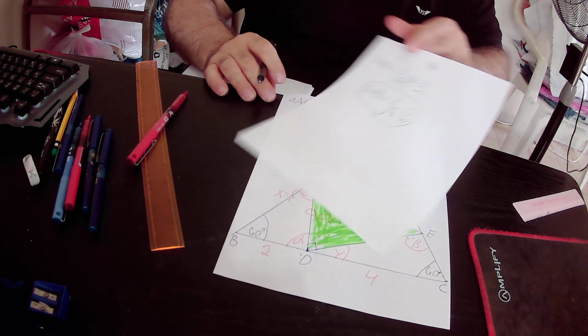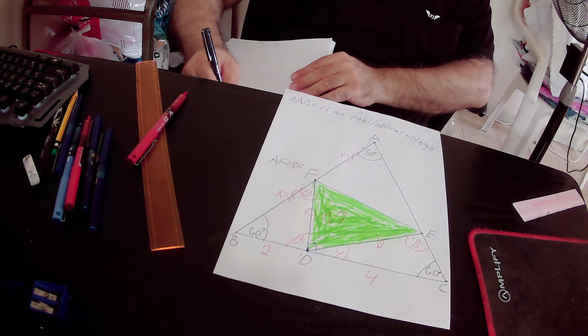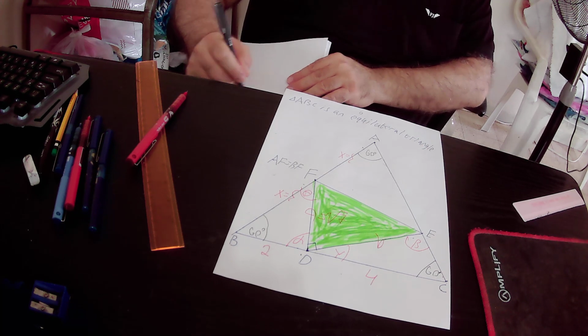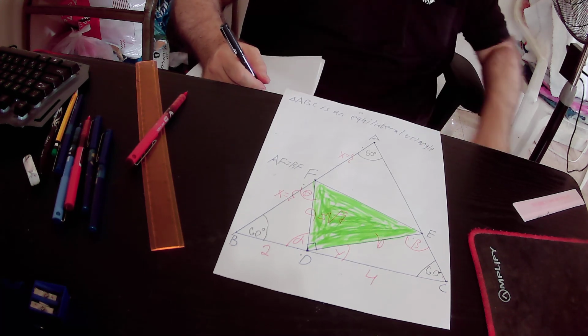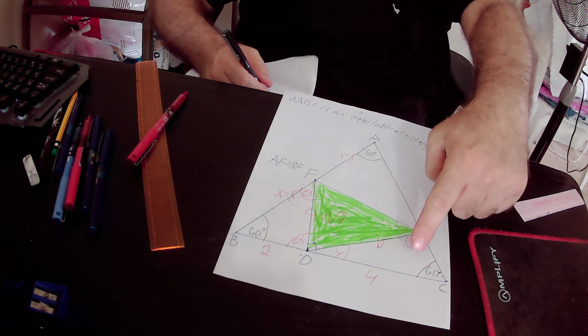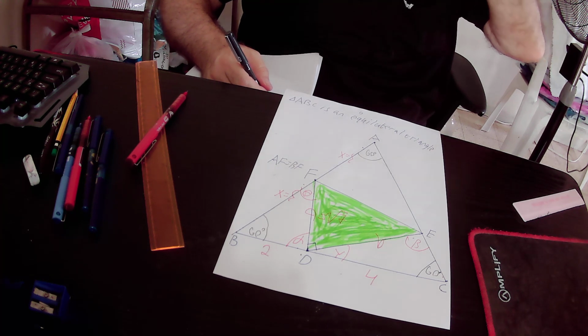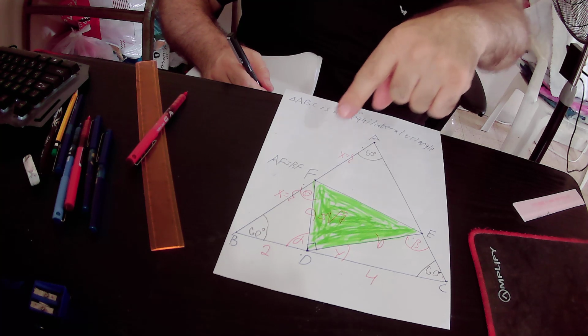Okay, so after we found the value of sine beta, we will implement the law of sines in triangle DEC, and we will implement the law of sines in triangle FBD.